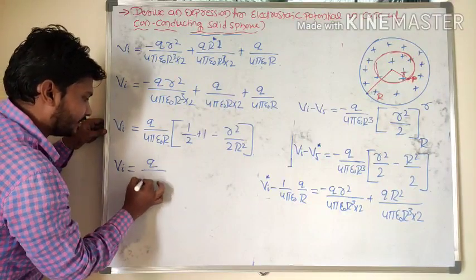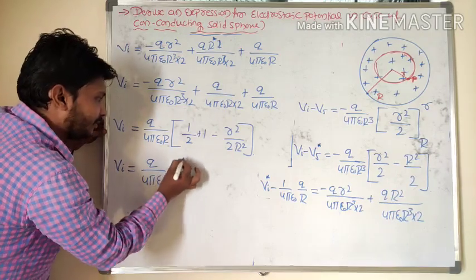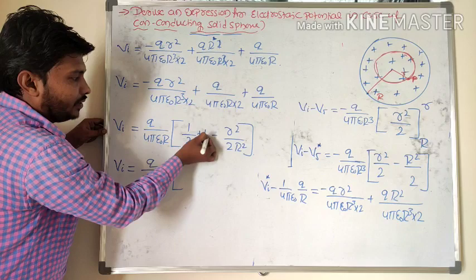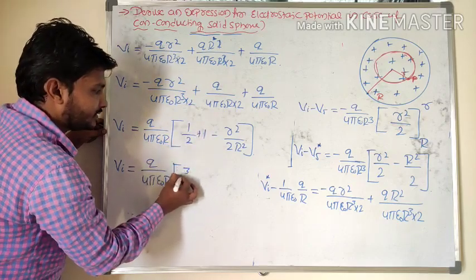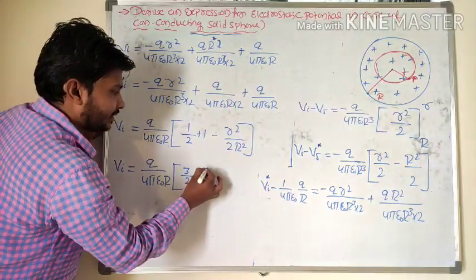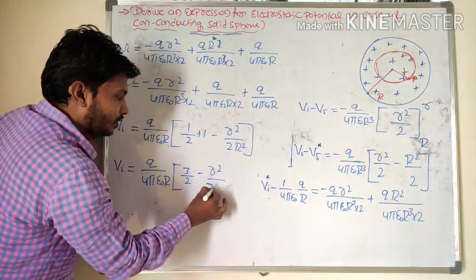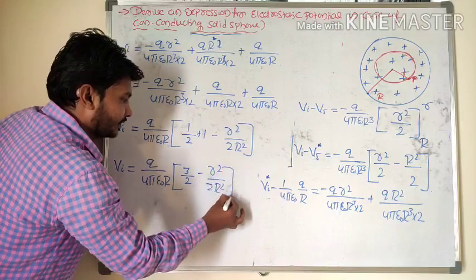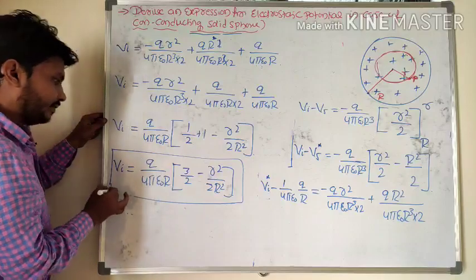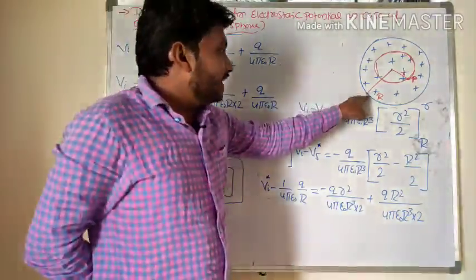So V of I is equal to q divided by 4 pi epsilon naught into r, 1 by 2 plus of 1, so 2 into 1, so plus of 1, that is 3 by 2. So 3 by 2 minus of r square divided by 2r square here. So this is the required equation for potential inside the solid sphere.